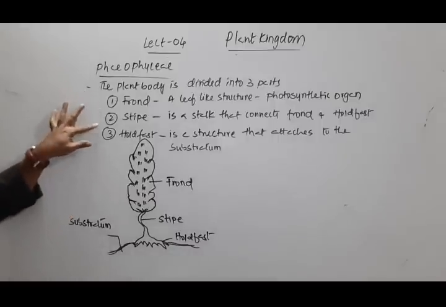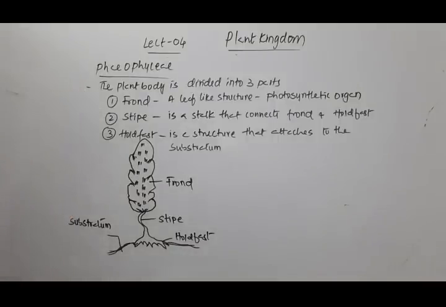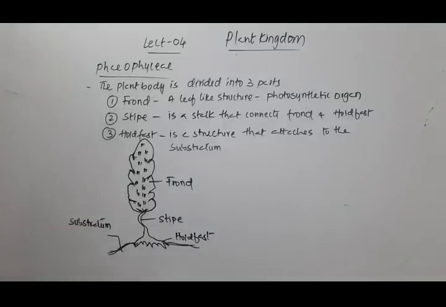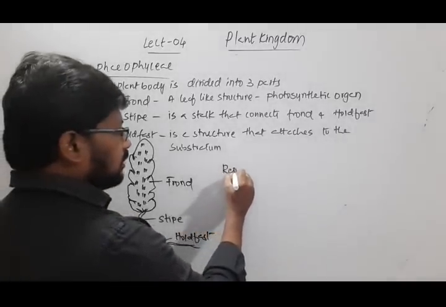So it has frond, stipe, and holdfast structures. In some cases like Fucus, it may even have air bladders present inside the frond. Those air bladders help in floating, giving buoyancy to the plant, so that it always remains near the surface of the water to get maximum sunlight. Next, coming to the part of reproduction.